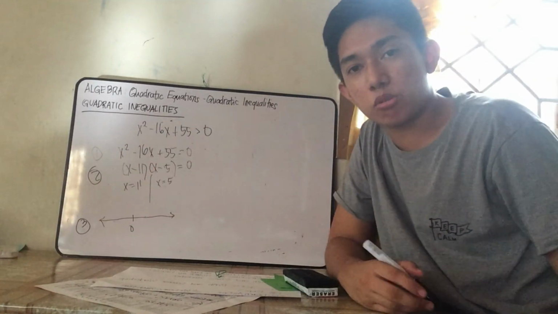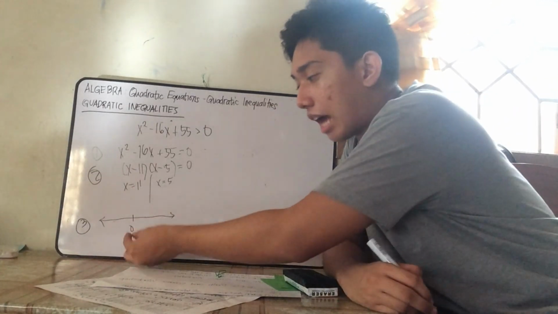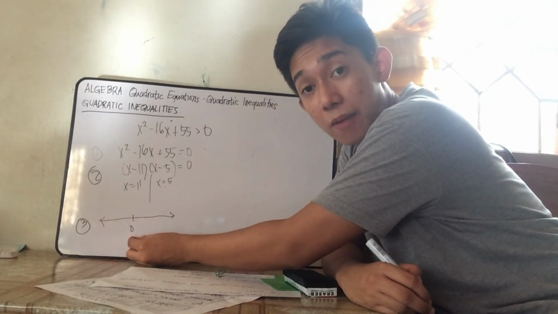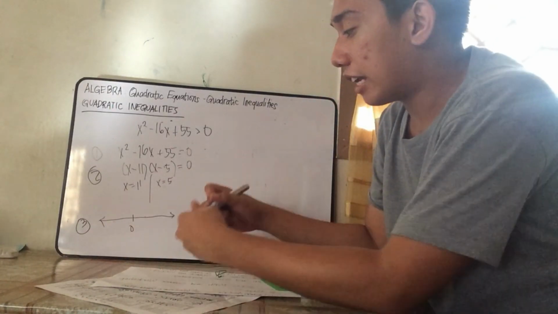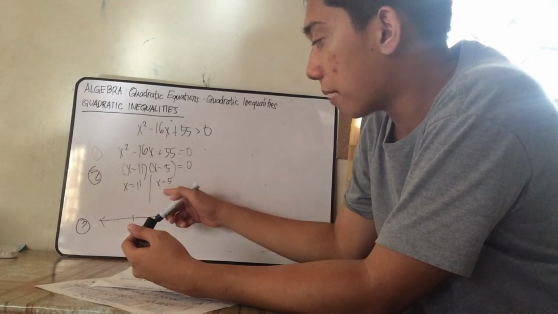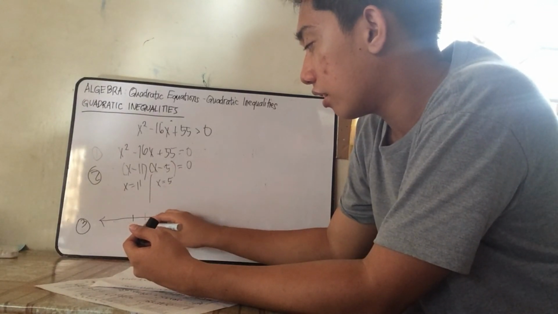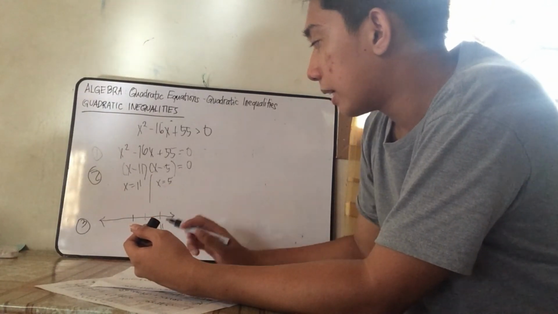Kasi wala namang restriction kung saan mo ilalagay 0. Pero ang akin lang is, ang 0 nasa gitna. So, para mas madali natin malaman kung saan ang direction ng solutions. Okay? So, if you have 0 here, so our boundaries will be 5 and 11.